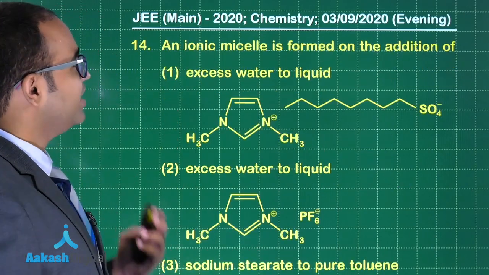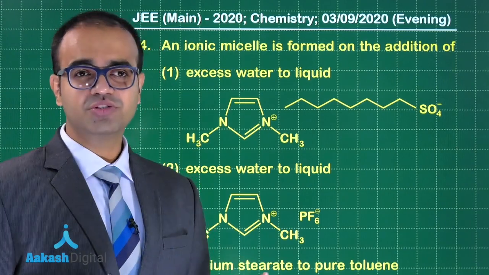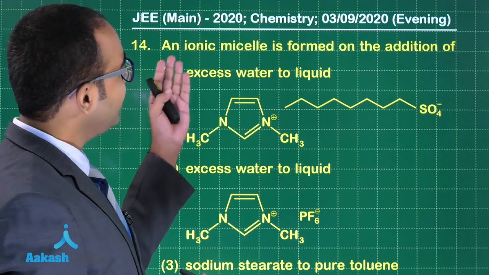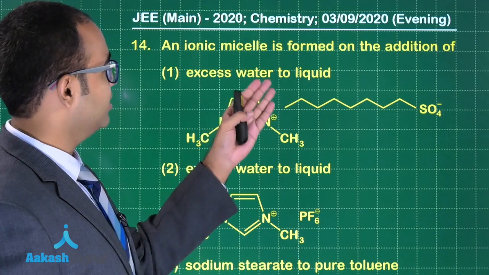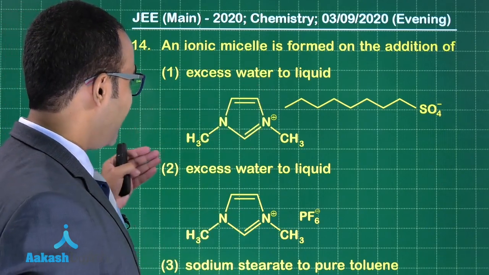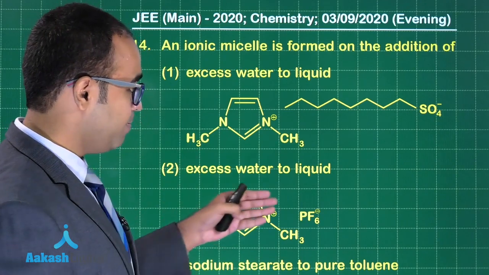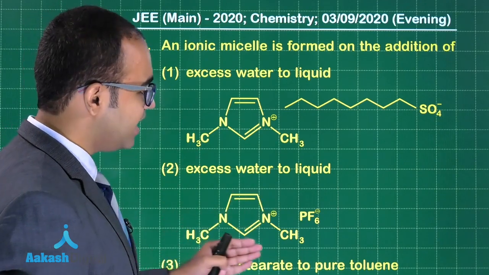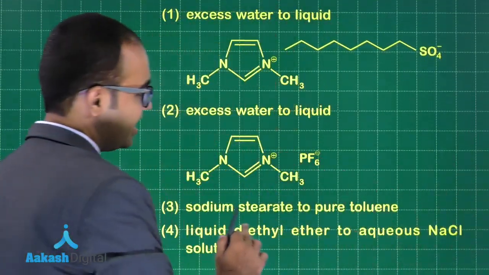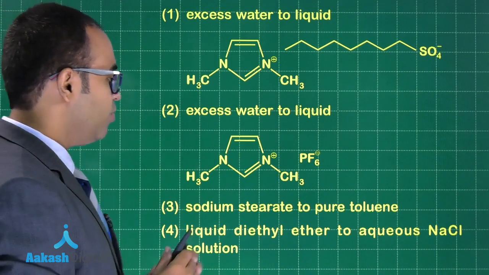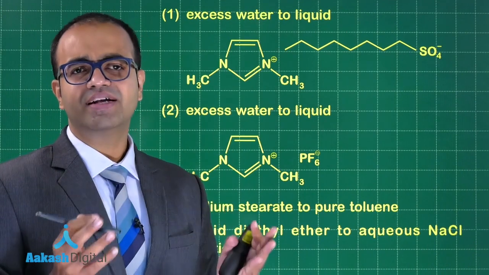Okay, so this question is based on colloids, that is associated colloids. An ionic micelle is formed on addition of: option 1, excess of water to the compound given over here, sodium stearate to pure toluene, liquid diethyl ether to aqueous NaCl. So we have to see how we are getting an ionic micelle. How do we get it?